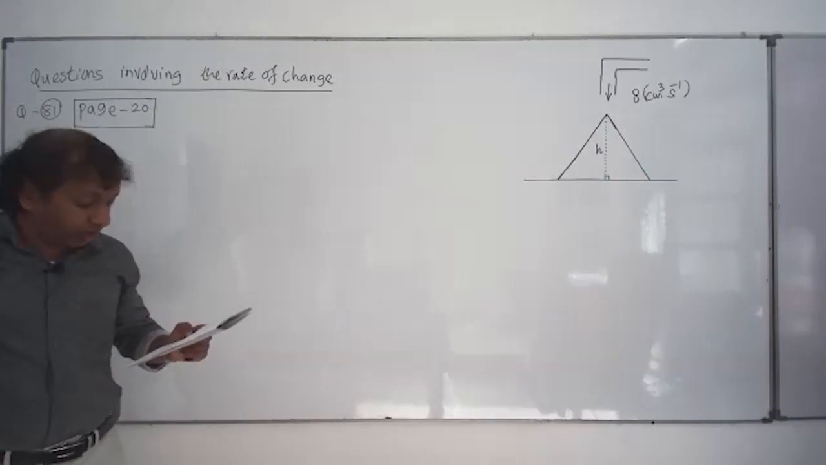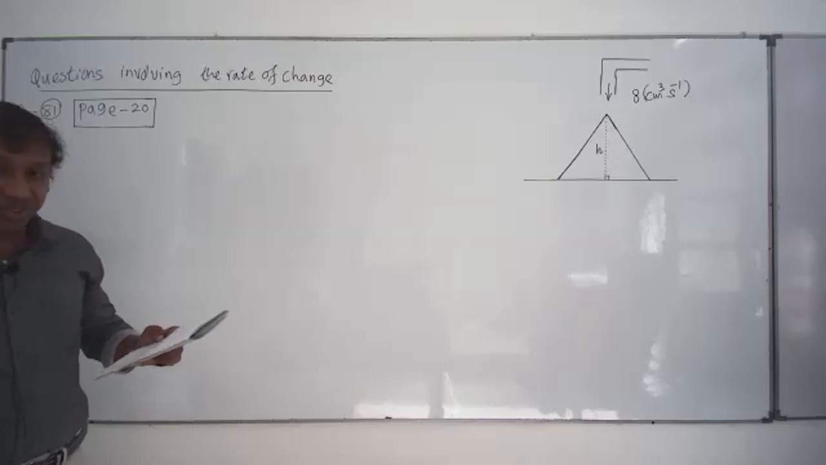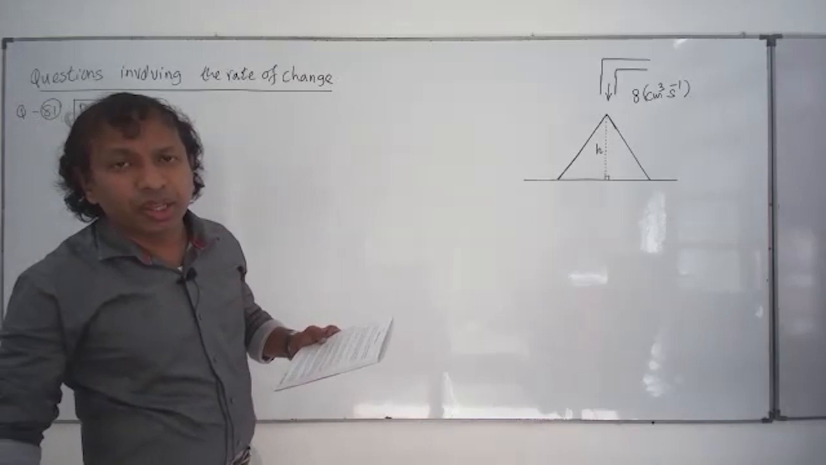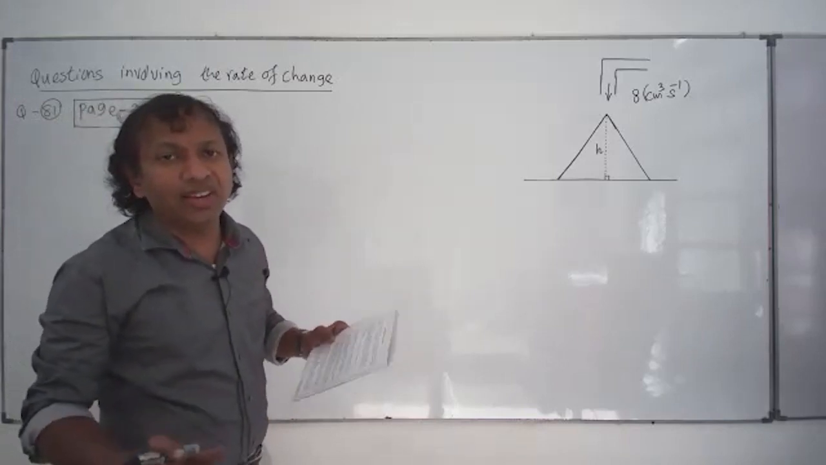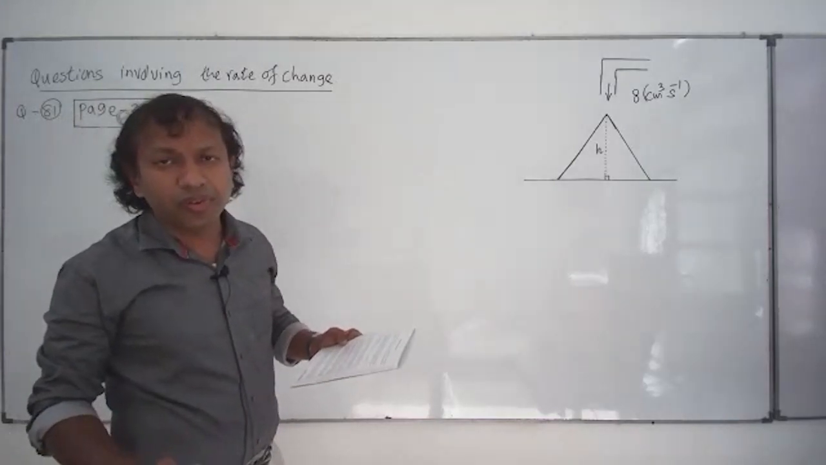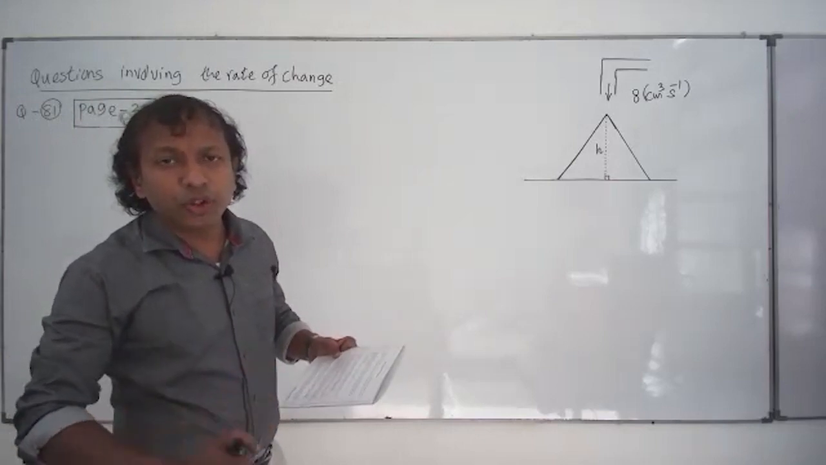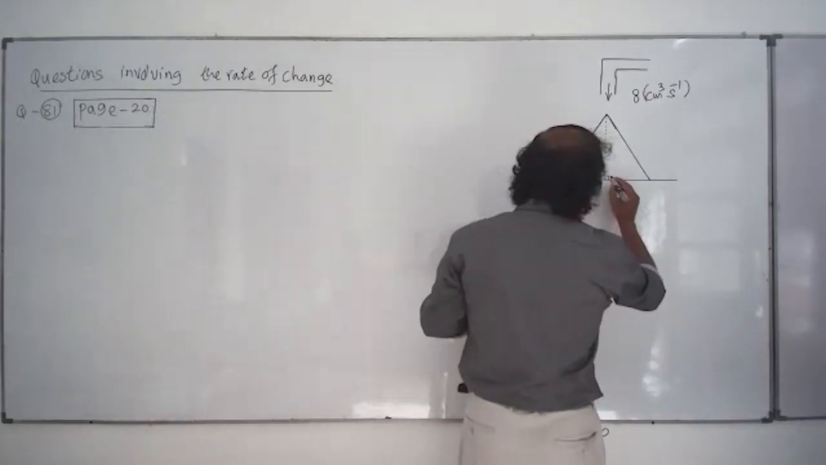The falling sand forms a cone on the ground in such a way that the height of the cone is always 1/4 of the base radius. Height is 1/4 of the base radius. That means when the base radius is 4, height is 1. Like that. Then if we take the height as h, what should be the base radius? 4h. This is 4h.